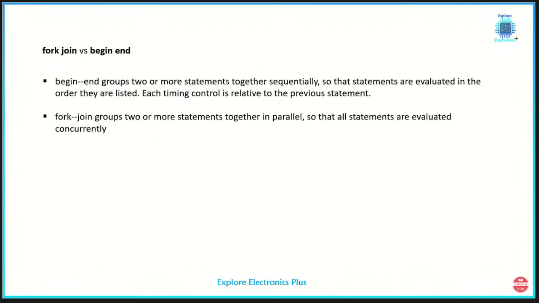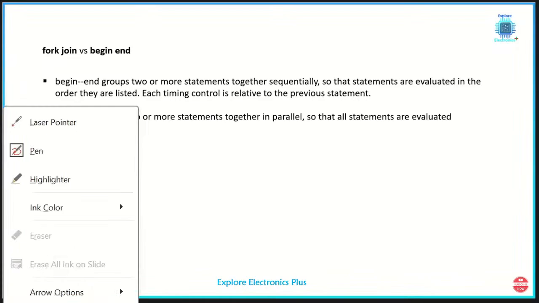The difference between begin end and the fork join is that if you have multiple statements in the begin end, they will execute sequentially one after the other. If you have different statements in the fork join, they will execute parallelly. That is the major difference, and that is why we will be using fork join to start all the processes parallelly.